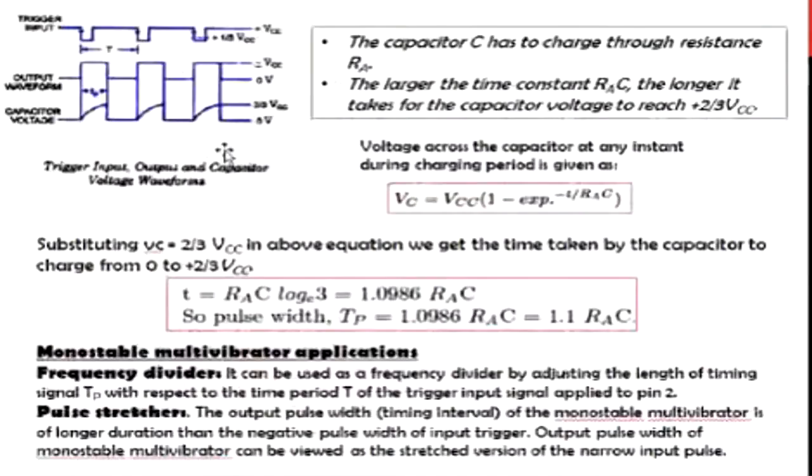So initially, look at this waveform. Initially the output was low, the stable state. So when we give a negative pulse with magnitude greater than 1 by 3 VCC, the output goes to high state. That is, Q bar goes to high state.